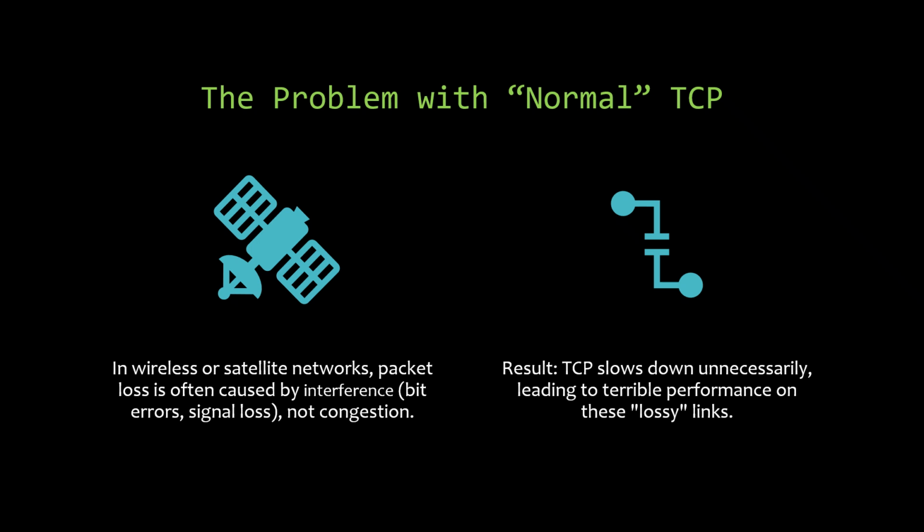The problem with normal TCP is that it cannot differentiate between a loss from interference or loss from congestion. So we have lossy links such as wireless connections. They have more packet loss via interference, and because of that, TCP thinks there's congestion and slows everything down, which makes the internet feel incredibly slow, even if the rest of the internet, the wired part, is perfectly fine.